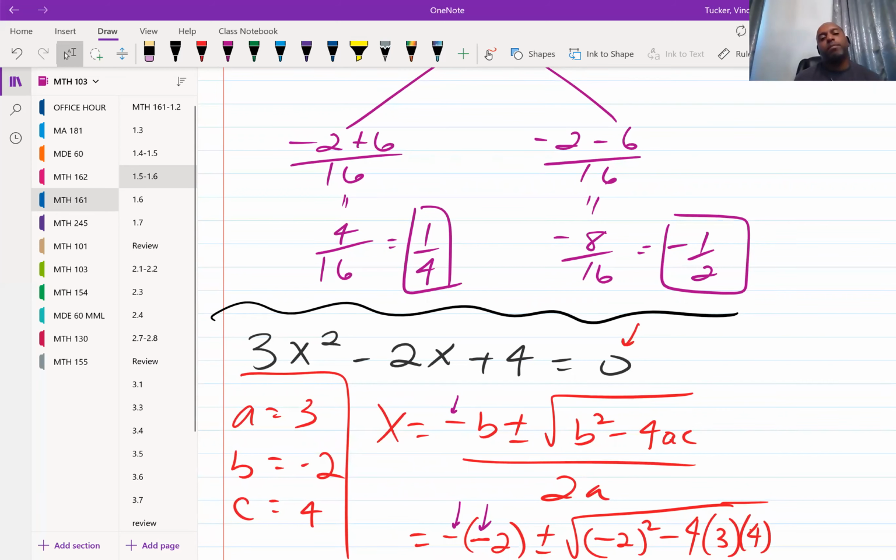Next one, 3x squared minus 2x plus 4 equal to 0. In this case, we already have our equation set equal to 0, so we don't have to do anything extra in order to make that happen. We can go ahead and identify A, B, and C. What's in front of x squared is 3, so that's A. What's in front of x is -2, so that's B. And then the term or number that is not associated with a variable is going to be C, which is 4 for us.